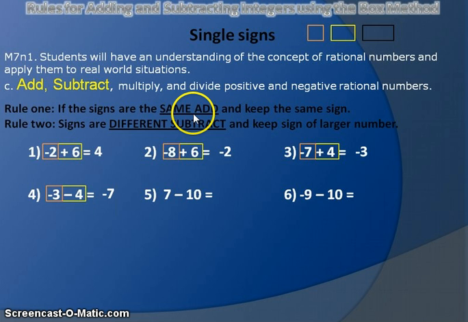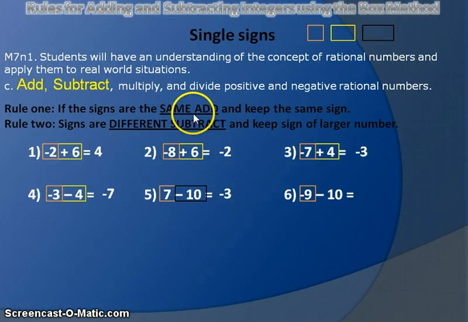Moving on to number 5, we have 7 minus 10. Box up the 7. Box up the -10, which creates a -10. So now we have +7 and -10. And again, in this case, they're different. So we go to rule 2, different, subtract. So we get 10 minus 7 is 3. Keep the sign of the larger number. 10 is larger than 7. It's negative, so our answer ends up being -3.